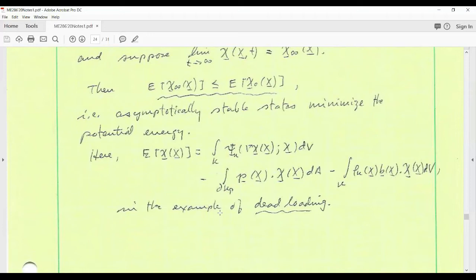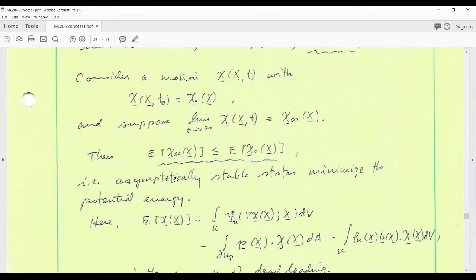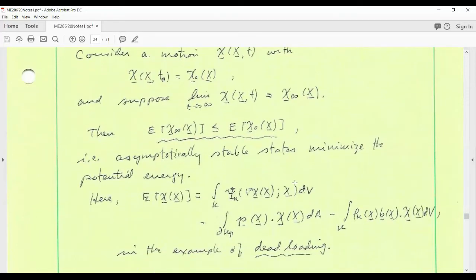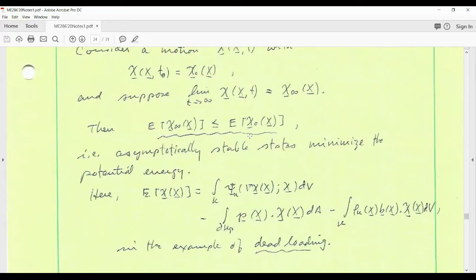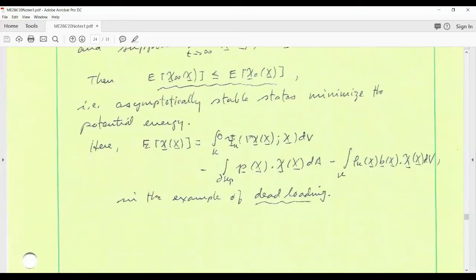So imagine releasing the body from this deformation chi naught at zero velocity. Suppose the motion then tends to this state asymptotically, and the velocity asymptotically tends to zero, then this inequality only involves the potential energy U minus L, because the kinetic energy terms drop out. So here, I've taken that into account here.